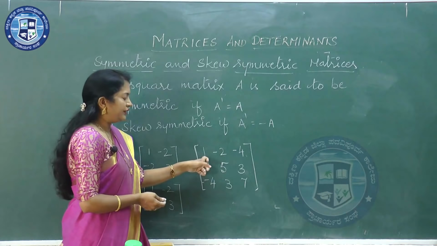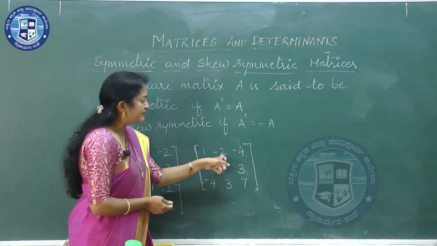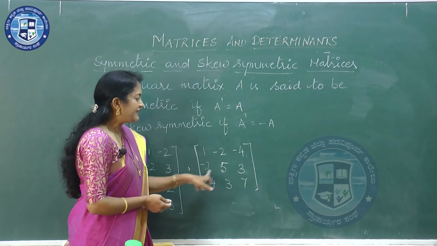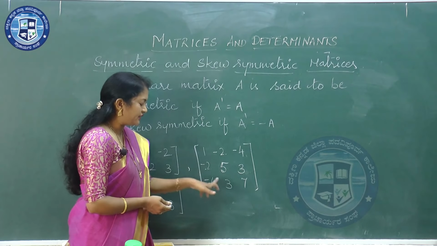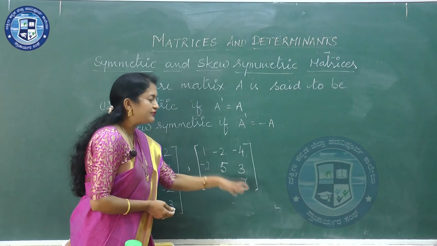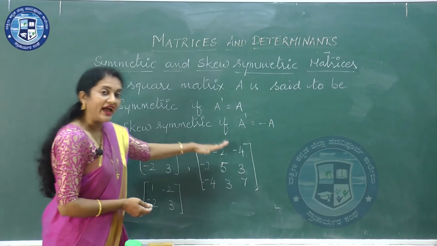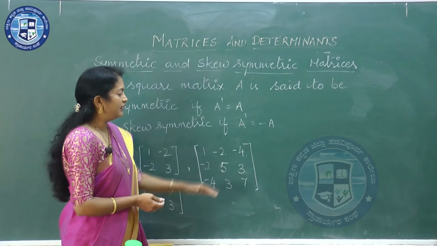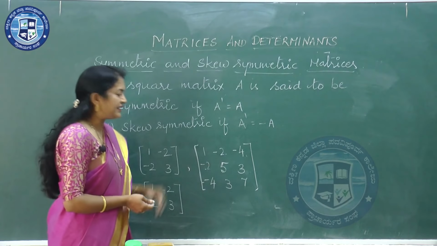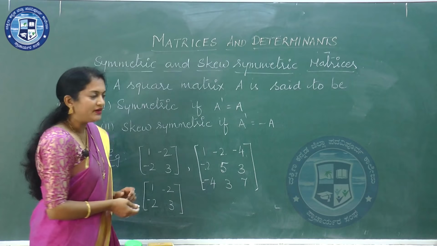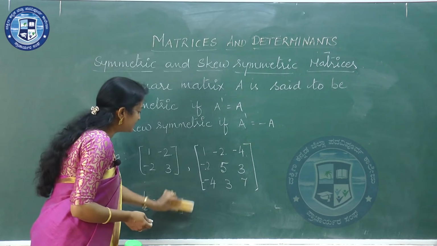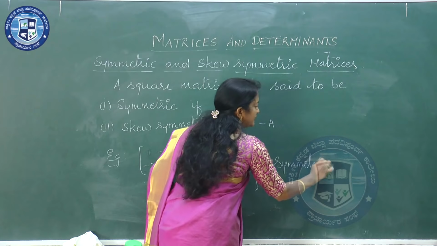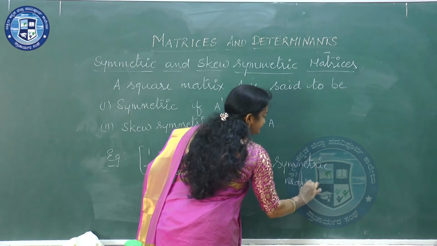Now if you see here, first row is 1, -2, -4. First column is also 1, -2, -4. -2, 5, 3, -2, 5, 3. -4, 3, 7, -4, 3, 7. That means if you transpose this matrix also, we will be getting the same matrix as the transpose matrix. So you can say this is also a symmetric matrix. So these two are the examples for symmetric matrix. These are symmetric matrices.